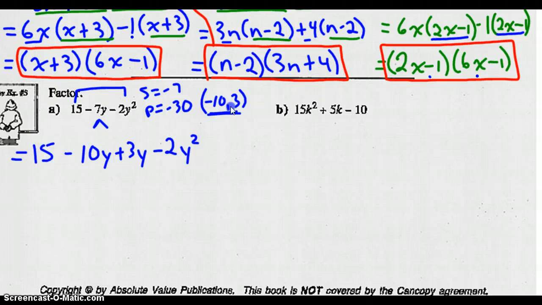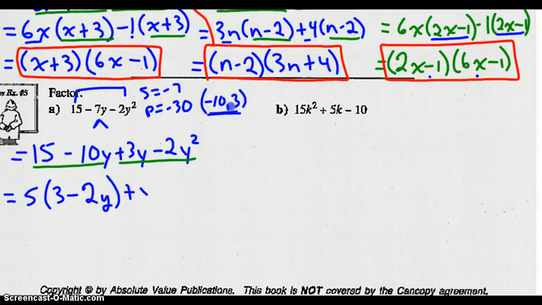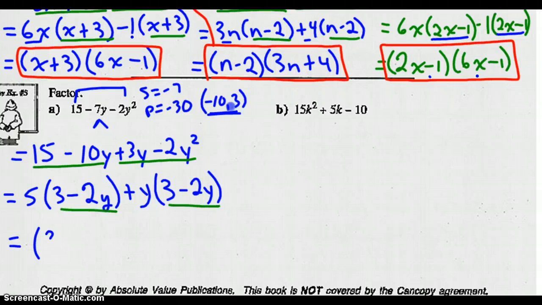I now have a 4-term expression I can factor by grouping. The common factor of the first two terms is a 5. I'm left with 3 minus 2y. The common factor of the last two terms is just a positive y. So I divide both terms by positive y. I'm left with 3 minus 2y. If I did it right, I should have a common binomial factor, which we do. That is 3 minus 2y. I'm left with 5 plus y.